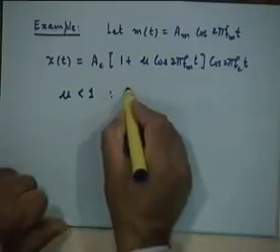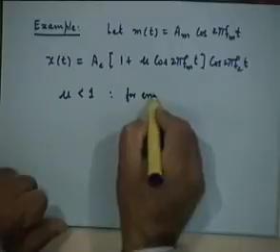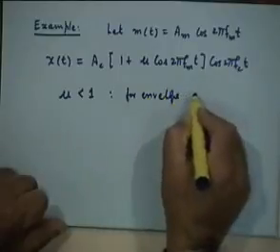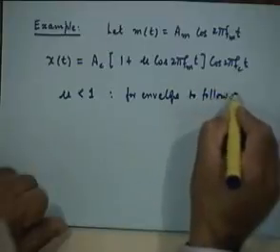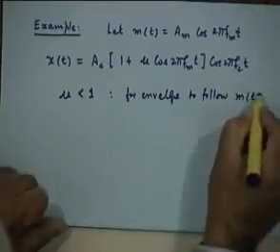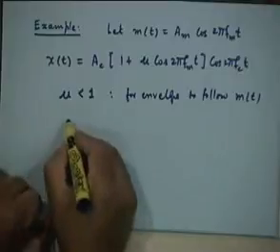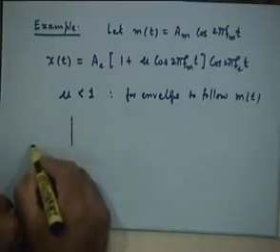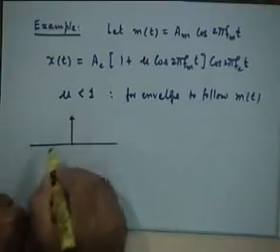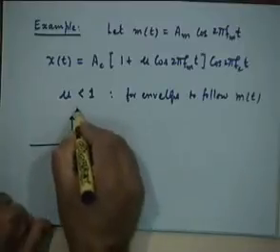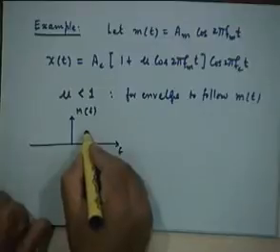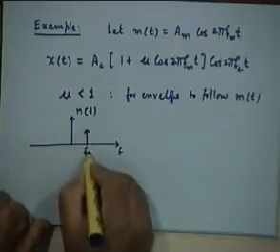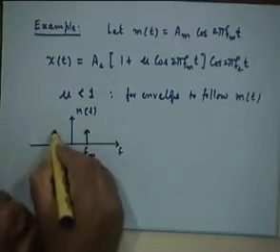So for the envelope to follow m of t, here is this. What do the signals look like in the frequency domain? What is the message spectrum like? Impulses at f sub m and minus f sub m.